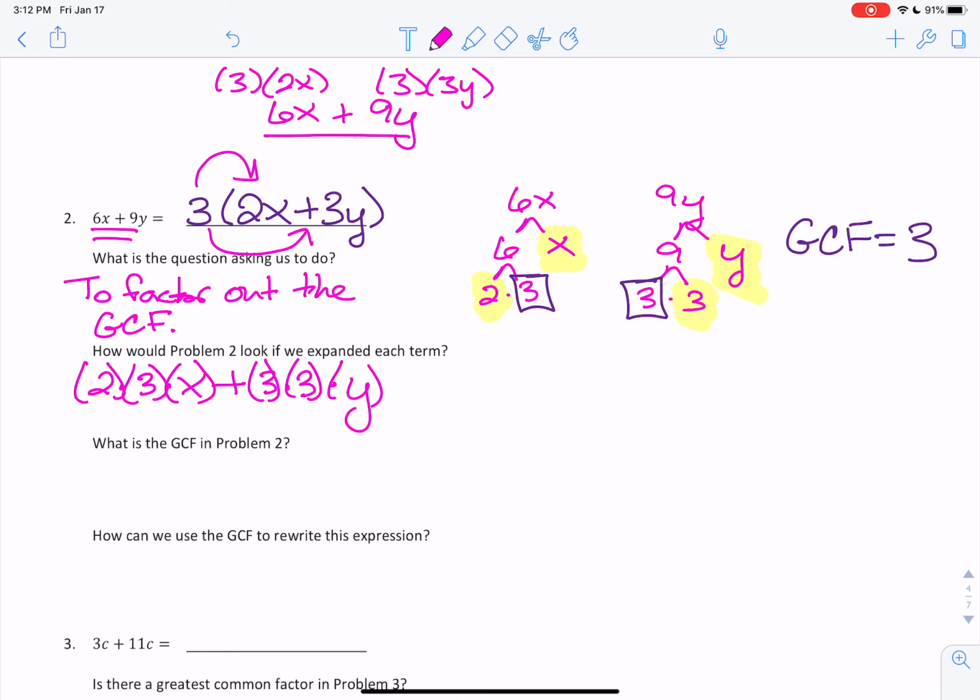What is the greatest common factor in problem 2? We determined that it was 3. How can we use the GCF to rewrite this problem? Well, the GCF goes, oops. Hopefully you guys can read my chicken scratch. The GCF goes on the outside of the parentheses.